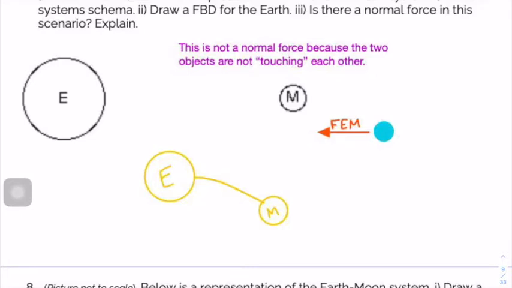Okay, so the only issue I have with this is the direction is wrong. We're actually looking at the force on the Earth by the moon, and the moon is pulling the Earth towards it. Gravity is always a pull, so it's always an attractive force.